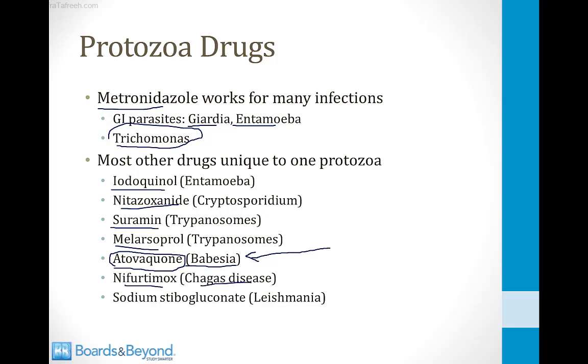Nifurtimox is used to treat Chagas disease, and finally there's a drug called sodium stibogluconate, which can be used for leishmania. And I mention these names only so that you've heard them once, and the most important thing is to recognize that these are unique drugs used for protozoal infections. That will often help you determine whether it may be correct or incorrect for a board question.